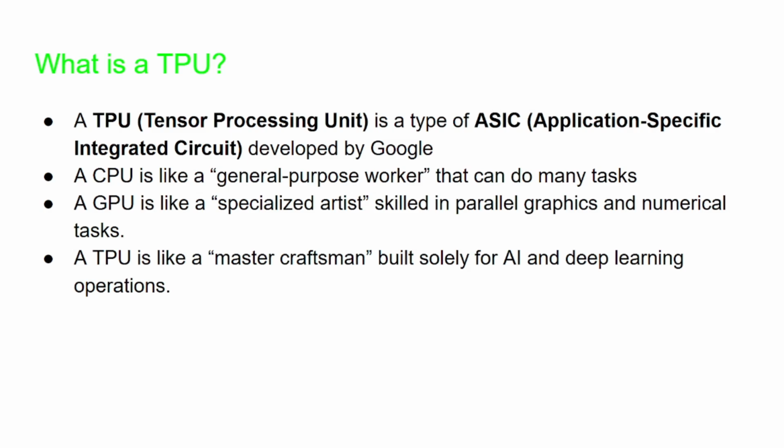In simple terms, the CPU is like a general purpose worker that can do many tasks. The GPU is like a specialized artist skilled in parallel graphics and numerical tasks. The TPU is like a master craftsman, but solely for AI and deep learning operations.